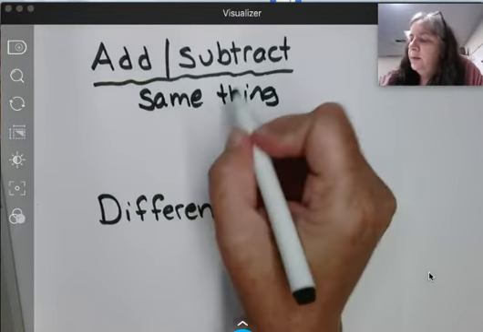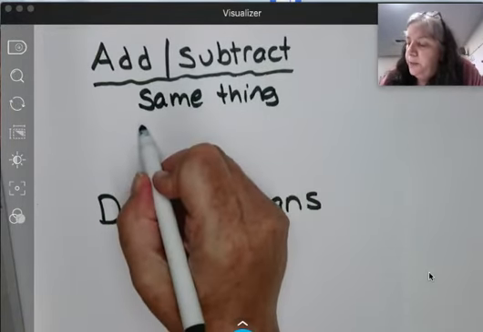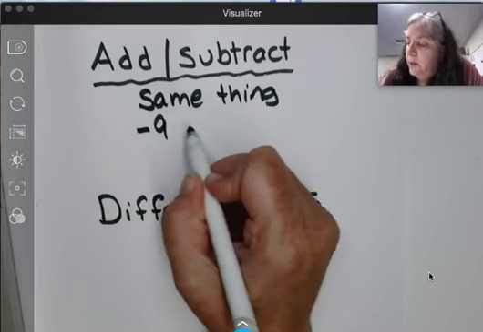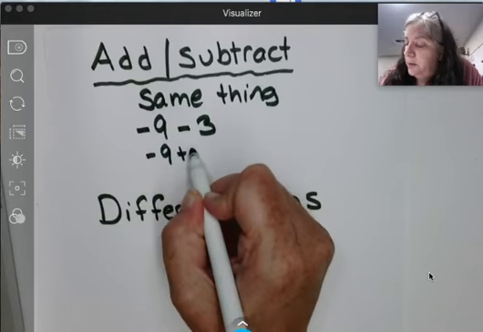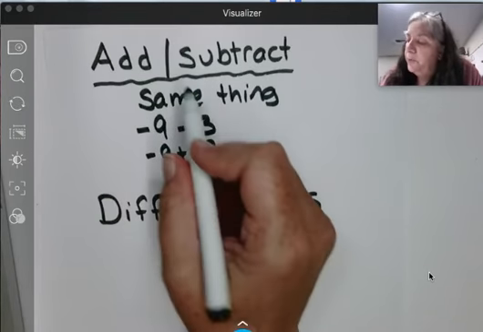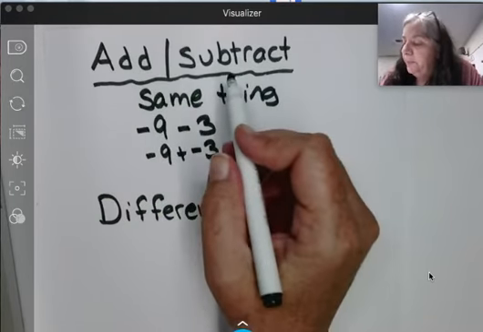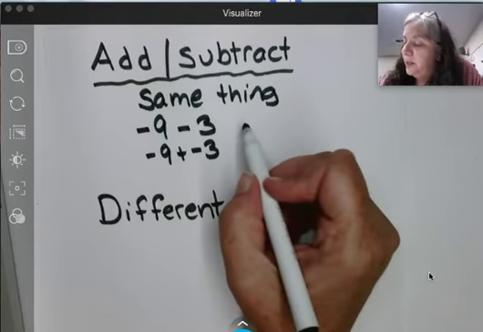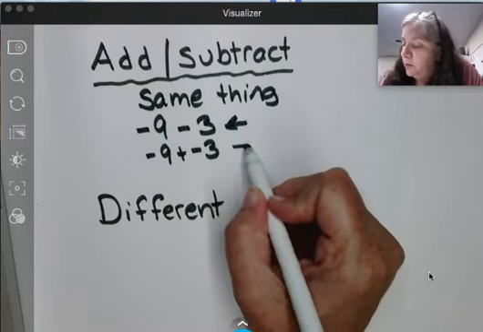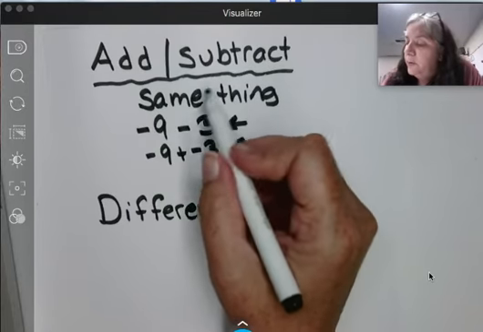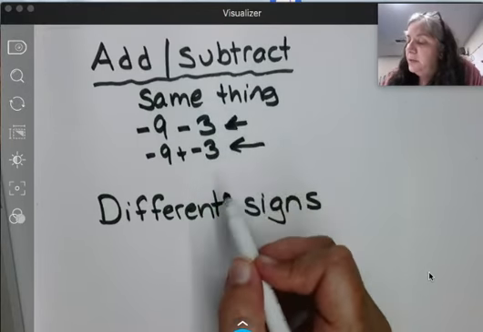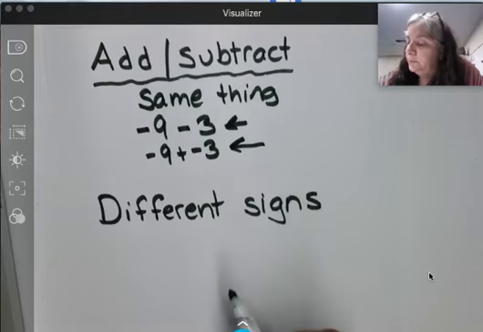Okay, we're not going to say that there's any difference between negative 9 minus 3 and negative 9 plus negative 3. Those are both add subtract problems. So the rules that apply to this one also apply to this one. So the rules apply the same way whether something is added or subtracted. And that's going to be really important to know.